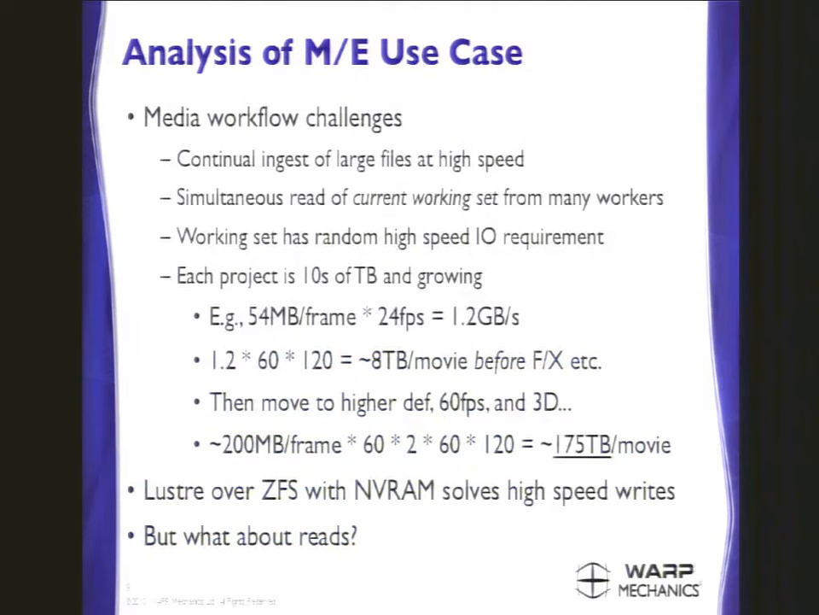So the challenges moving forward, well, there's the continual ingest of large files at high speed, but that's not really outside the standard Lustre wheelhouse. So the question is, how do you simultaneously have large random reads of the file system that's continuing to get the large sequential writes? And this is where the L2ARC stuff comes in. Current architecture is fine for that.